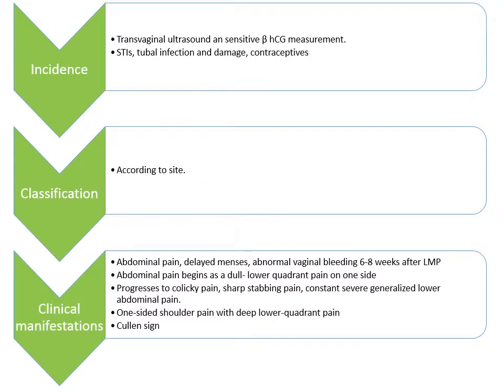The clinical manifestations include abdominal pain, delayed menses, and abnormal vaginal bleeding that occur 6 to 8 weeks after the last period. Symptoms include abdominal pain that begins as a dull lower quadrant pain on one side. This progresses to a colicky pain, then a sharp stabbing pain, and finally a constant severe pain that is generalized to the lower abdomen. If the woman presents with one-sided shoulder pain along with deep lower quadrant pain, suspect ruptured ectopic pregnancy. Cullen sign may also be present, indicating hematoperitoneum from an undiagnosed ruptured ectopic pregnancy.